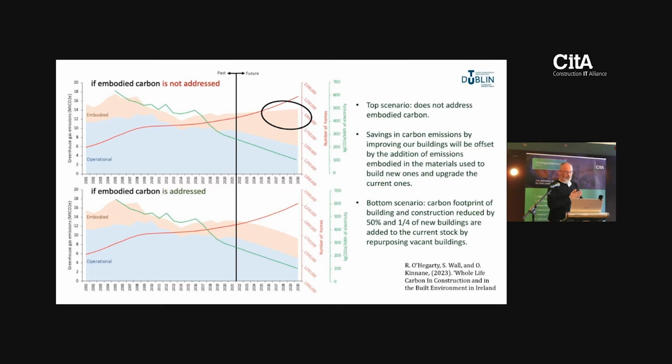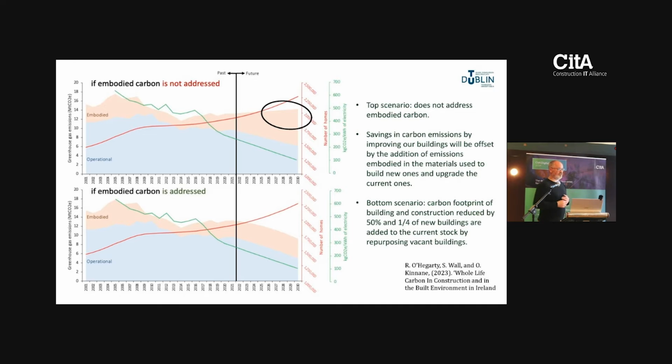Savings in carbon emissions by improving our buildings will be offset by the addition of emissions embodied in the materials used to build new buildings, but also to upgrade the current ones. So all the work we're doing in terms of energy efficiency, which comes from that, even the first Energy Performance of Buildings Directive, the EPBD, since 2002, the introduction of DEAP in 2005 or 6 or so, all those big changes that we made in terms of efficiency operationally will be wiped out if we do not get our act together in terms of embodied carbon.